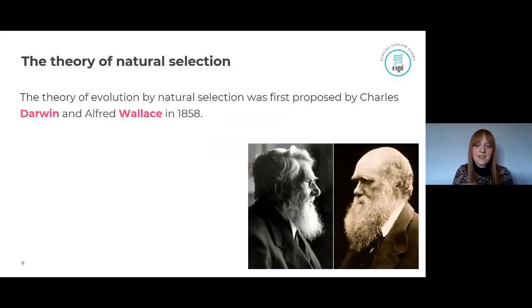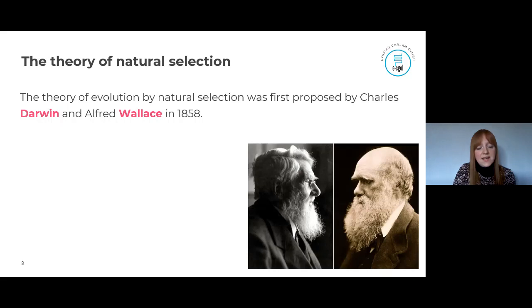Okay, so who came up with the theory of natural selection? Now, these two scientists both worked on the evidence for natural selection. On the right-hand side, we've got Charles Darwin, and on the left-hand side, we've got Alfred Wallace. Both of these scientists worked on the theory of natural selection, evolution by natural selection.